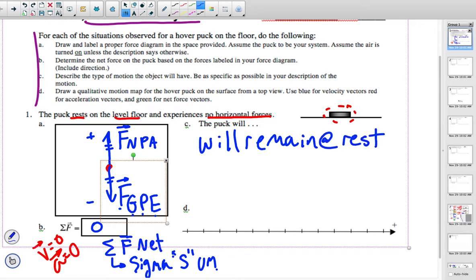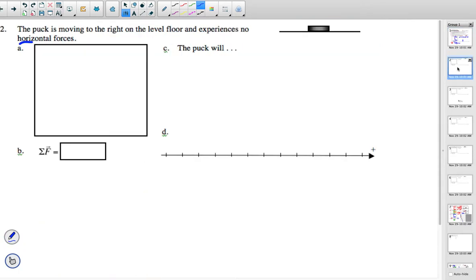And back again, we learned how to do motion maps. If an object's at rest, at some time it's going to be at a position, and sometime later it's still at that same position. So we just stack the dots, and these should be stacked vertically. No velocity vectors, no acceleration vectors for problem number 1. So that was an object sitting at rest on a floor with no horizontal forces. And let's move on to number 2.